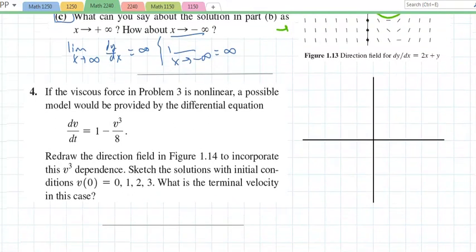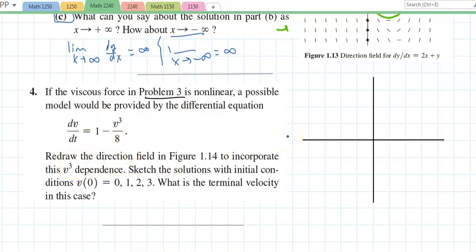Number 4, we're going to graph this. They say, this is problem number 3. You're going to do number 3 for homework. If this force is nonlinear, a possible model would be, yours is 1 minus v over 8. We're doing 1 minus v cubed over 8, modified slightly.